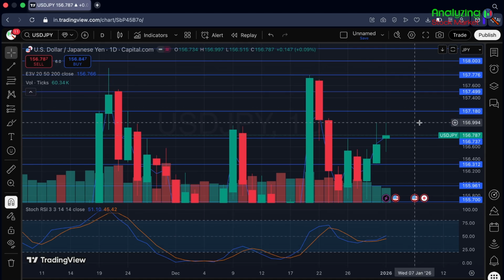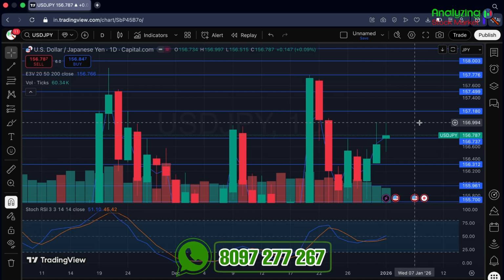So these are the important support zones and resistance zones which will help you to take better stop loss and target levels according to your bias.